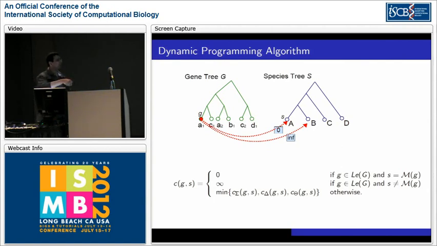And also note that C for G and S is basically the minimum of C sub sigma, C sub delta, C sub theta, because G has to represent one of these events: speciation, duplication, or transfer.